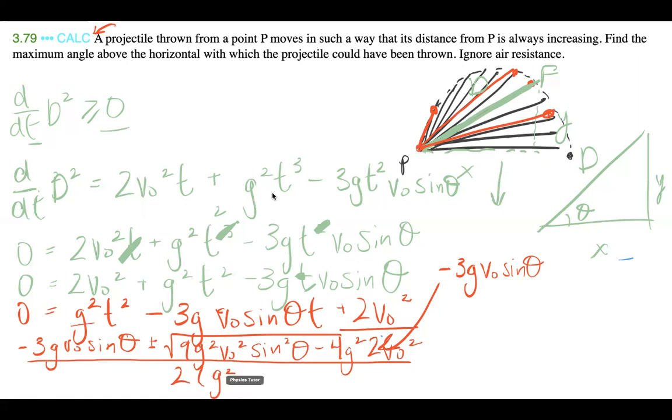Well, remember that if we want to solve this, we want a real time. And if we want a real time, then this term right over here also has to be real. So notice that we can actually solve for what theta has to be for this to even be real in the first place. And we can do that right over here at the top.